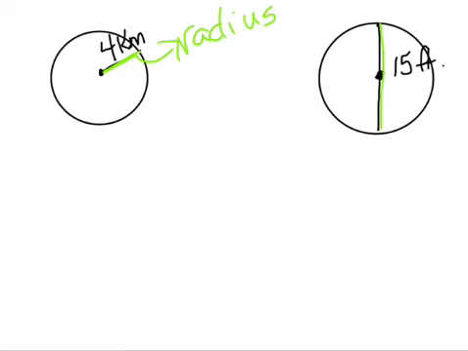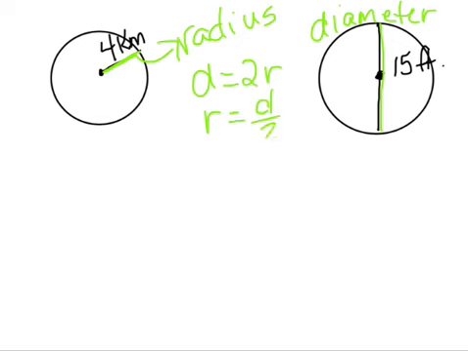When it goes all the way across, that is your diameter. And then remember your relationship between your radius and your diameter. Your diameter is twice the radius. Diameter is equal to 2 times the radius, or the radius is equal to the diameter divided by 2. So again, you can use either one of those formulas for the circumference.